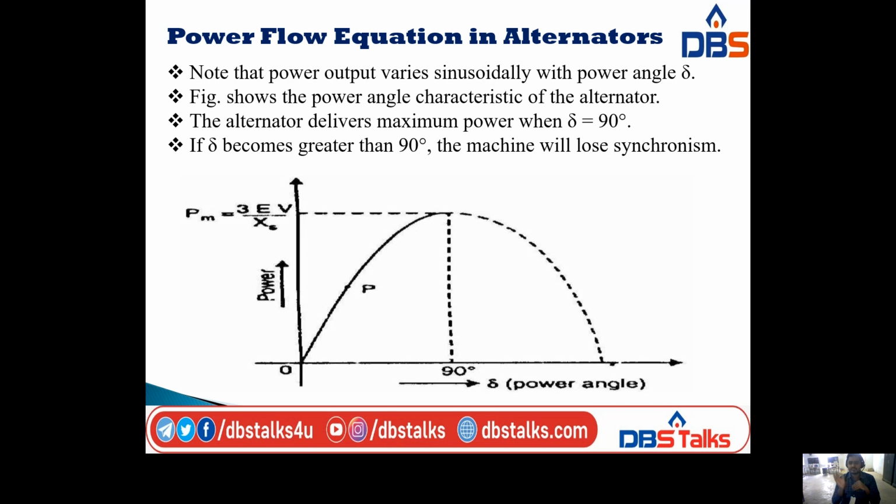Note that power output varies sinusoidally with power angle delta. The figure shows the power angle characteristics of the alternator, and the alternator delivers maximum power when delta is equal to 90 degrees. If delta becomes greater than 90, the machine will lose synchronism. That's why the curve is in a decreasing manner.